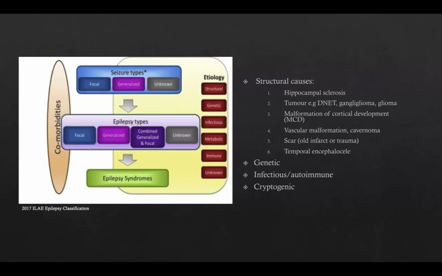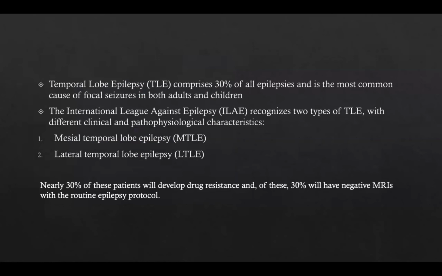Out of 30% of all of these epilepsies, the most common cause for both adults and children is temporal lobe epilepsy. The International League Against Epilepsy has categorized it into two types, which have different clinical and pathophysiological characteristics: mesial temporal lobe epilepsy and lateral temporal lobe epilepsy. 30% of these patients will develop drug resistance, and 30% will have a negative MRI.